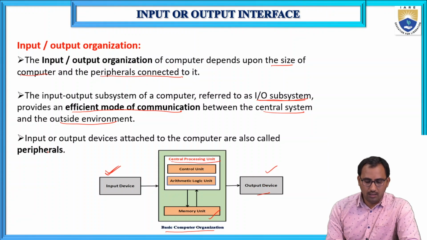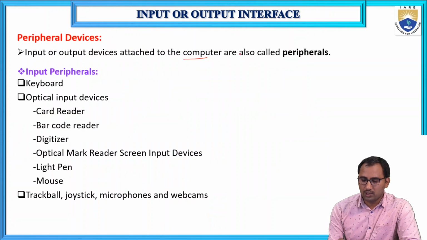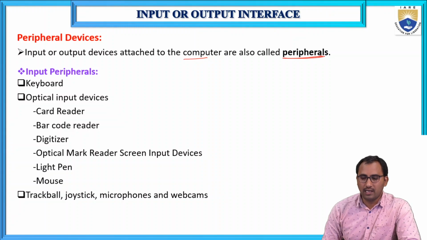Input or output devices attached to the computer are called peripherals. So the IO devices we can also call peripherals. That means the input devices and output devices that are connected to the computer are called peripheral devices. Based on the functionality, we have classified these peripherals into three types. The first one is input peripherals, the second one is output peripherals, and the third one is input output peripherals. These are the three main classifications of the peripherals.